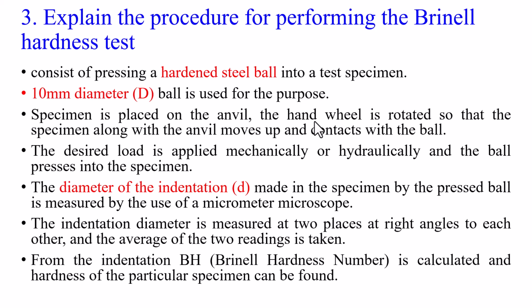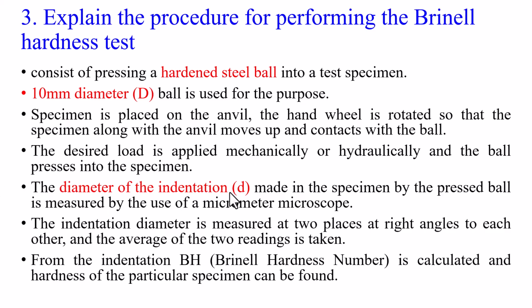The specimen is placed on the anvil. The hand wheel is rotated so that the specimen along with the anvil moves up and makes contact with the ball. The specimen is placed on the anvil and we are moving the anvil in the upward direction. The ball is fixed at a particular point, so there will be some indentation on the material. The desired load is applied mechanically or hydraulically and the ball is pressed into the specimen. So when we are lifting the specimen, it will apply some force on the ball and some indentation will be made on this specimen.